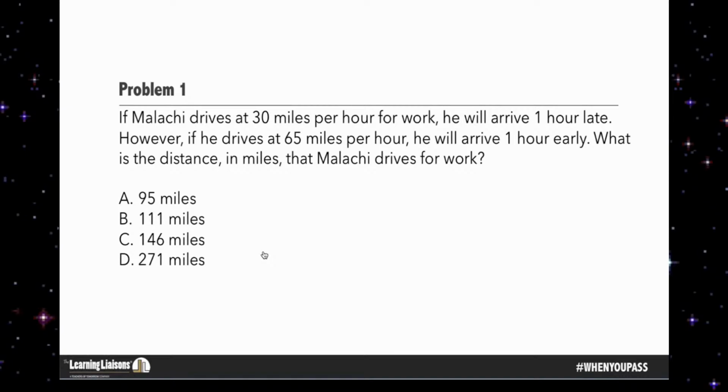If Malachi drives at 30 miles per hour for work, he will arrive 1 hour late. However, if he drives at 65 miles per hour, he will arrive 1 hour early. What is the distance in miles that Malachi drives for work?